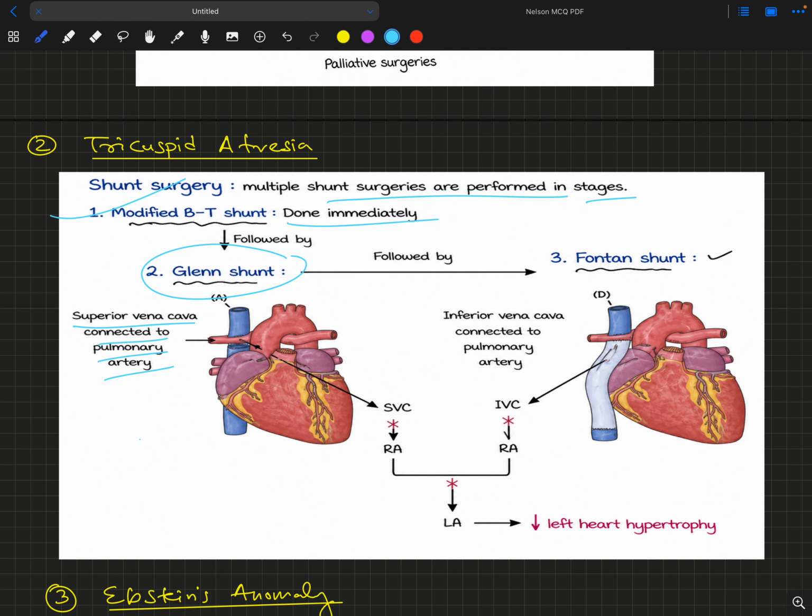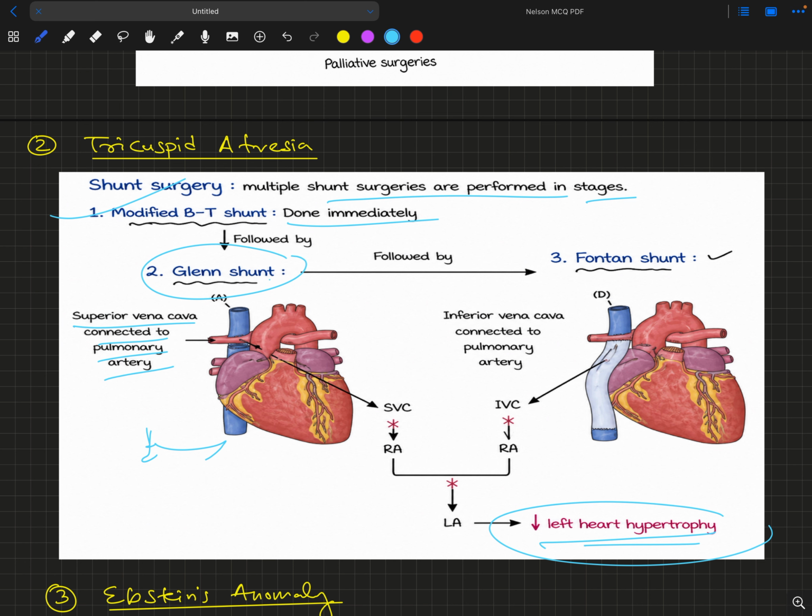In case of tricuspid atresia, the blood coming to the right atrium is then shunting to the left atrium. There will be volume overload in the left atrium and left ventricle, which will lead to left atrial hypertrophy. So our purpose is to decrease the left atrial hypertrophy. We can do that by decreasing the blood flow to the right atrium, because there is a defect between the left atrium and right atrium. If you decrease blood flow to the right atrium, there will obviously be decreased left atrial flow. So how can we do that? By directly diverting the blood from the vena cava towards the pulmonary artery. So it is called the Glenn shunt.